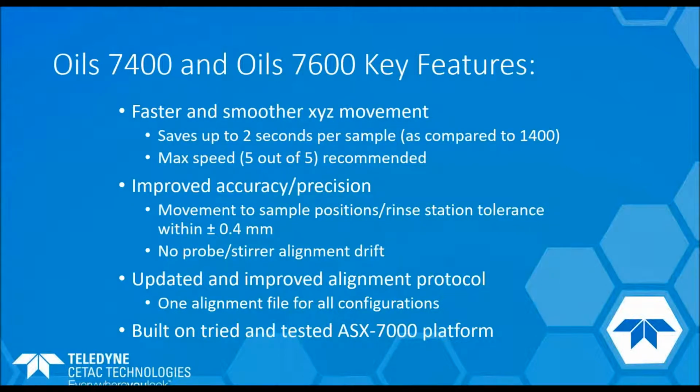First, some of the key features. It's faster, and it has much smoother movement in the XYZ. This is because it's built on the 7000 platform, which is a platform we've been using for years with some of our OEM partner accounts. It uses better motors that allow for more precise movement, but also faster movement, that allows for the alignment to be more stable over time. And it allows you to save time up to 2 seconds per sample. That's just your XY movement, as compared to the ASX 1400. And we know that for certain applications, 2 seconds really adds up over the course of a day.